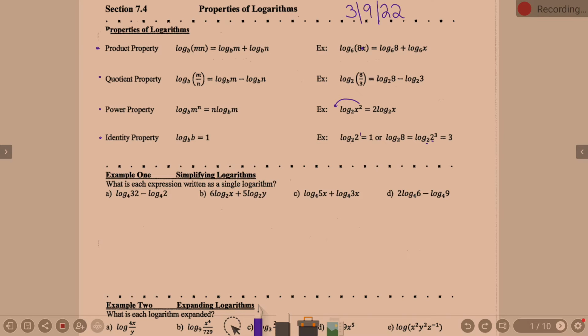Okay, so one way we're going to use these. Example 1. What is each expression written as a single log? So you see multiple logs being either added or subtracted. We want to take these logs and write them as a single log, so obviously using the properties up top. Log base 4 of 32 minus log base 4 of 2.